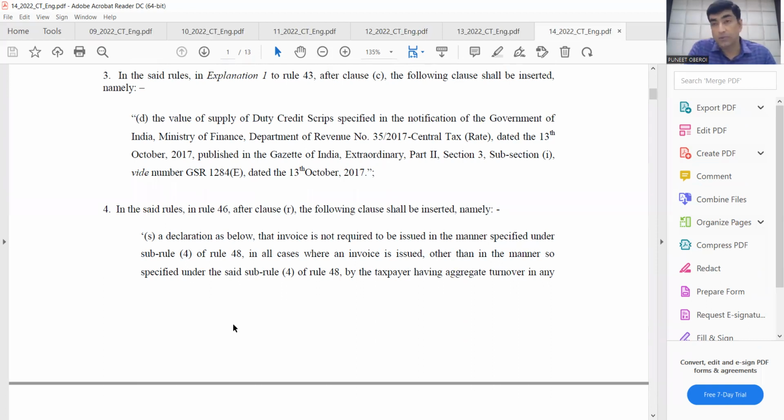There is also an important change. There is a change in rule number 46. Rule number 46 pertains to invoice rules, that is, what are the particulars which are to be specified in a valid invoice. So now there was a clause up to R, subclause R. So there was specification of items which were required to be included in the invoice. So another addition of subclause S is there now. Item number S has been added.